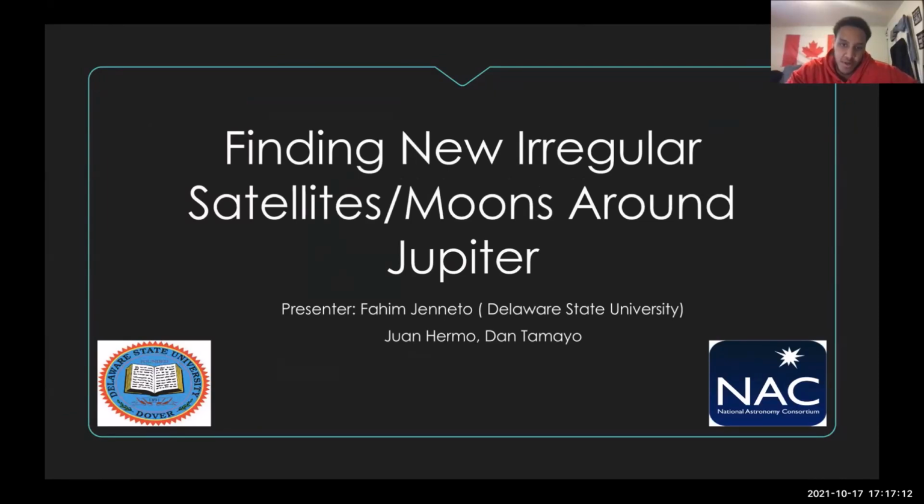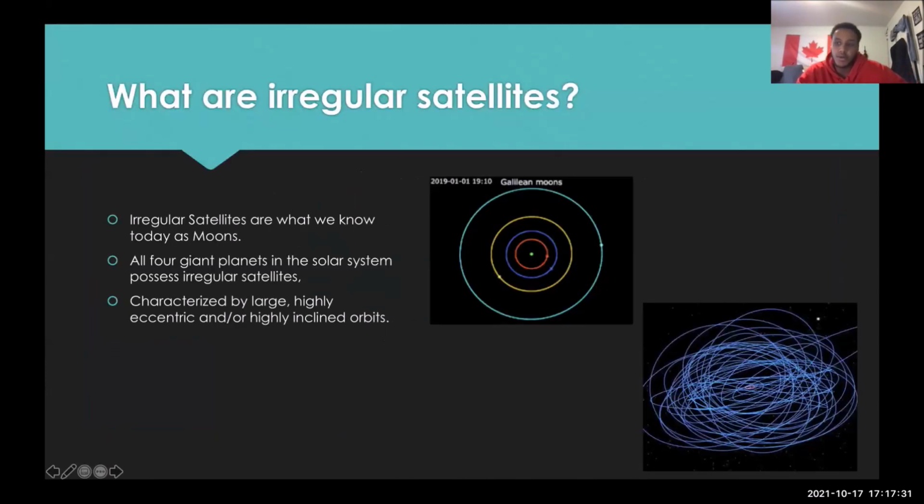So I'm a fourth year undergrad at Delaware State University, and my project was with Princeton University and NAC, of course. I work with Juan Hermo and Dan Tamayo to find new irregular satellites and moons around Jupiter. Okay, so what are irregular satellites? We know them as moons today.